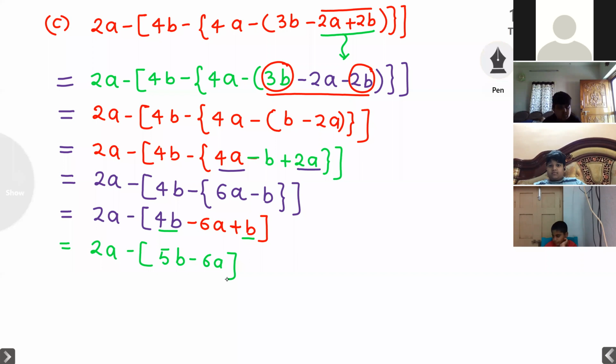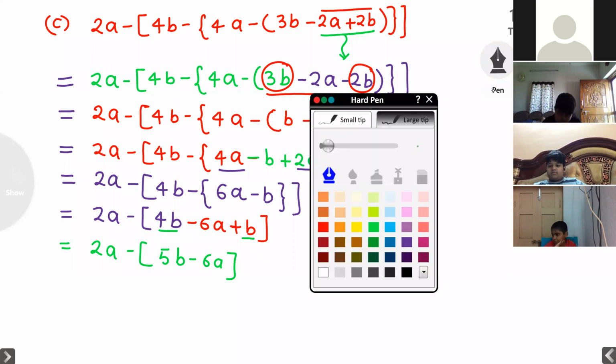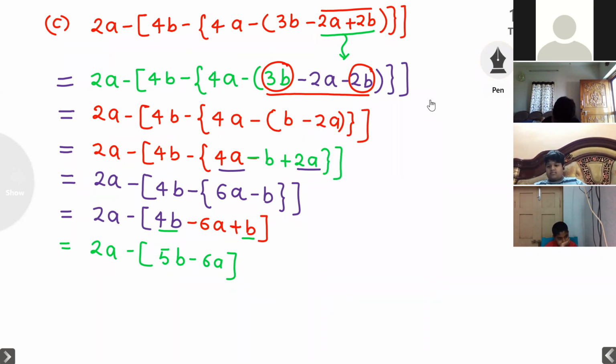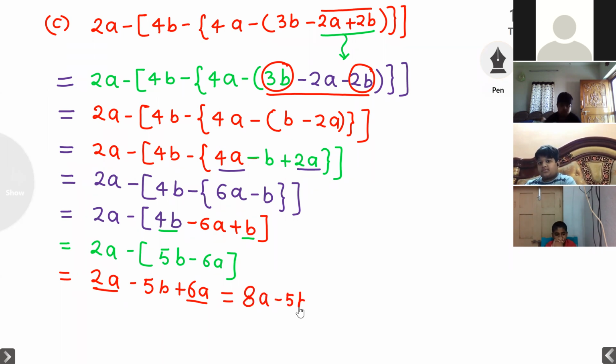Last bracket we have to solve. We have to open the large bracket, and before the bracket what sign is there? Minus sign. It means we have to change the sign of the second bracket. Again 2a I will write as it is, minus 5b plus 6a. Now again 2a, 6a both are friends, both signs are same, addition. 8a minus 5b is our answer.